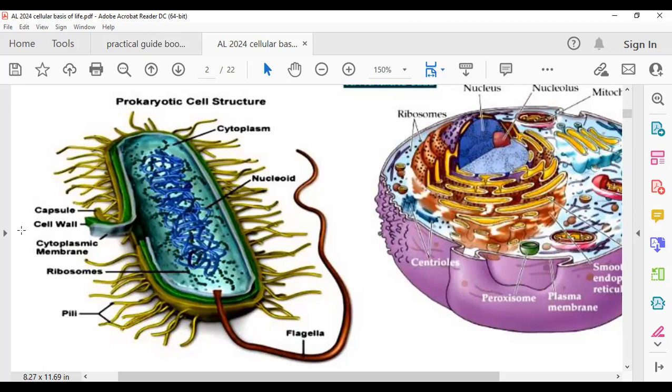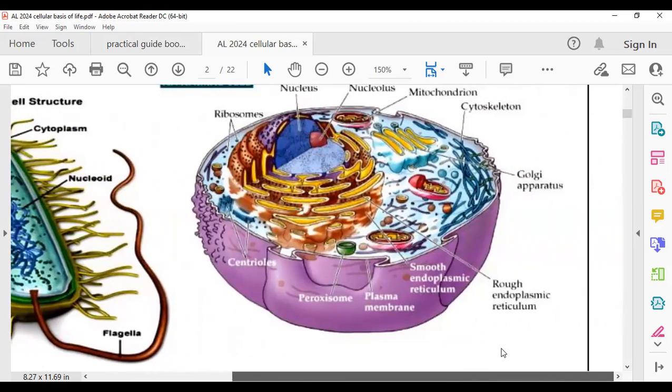Externally, in the prokaryotic cells, what do you notice? That green colored part. What is it? Cell wall. This kind of a unit. Just have a look at a few words. Cytoplasm, nucleoid, flagella, pili, ribosome, plasma membrane, cell wall, like things.